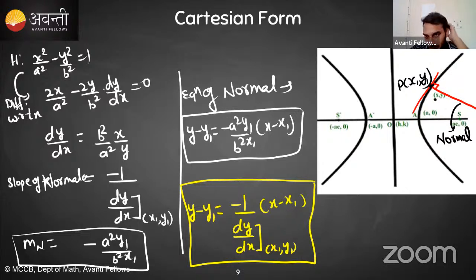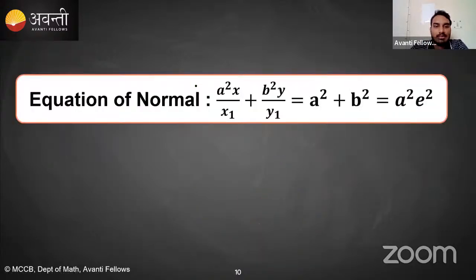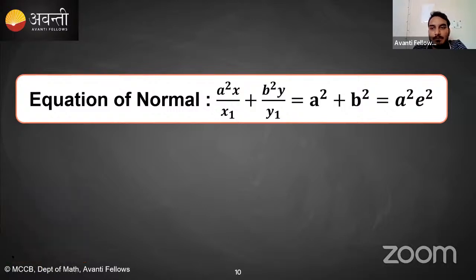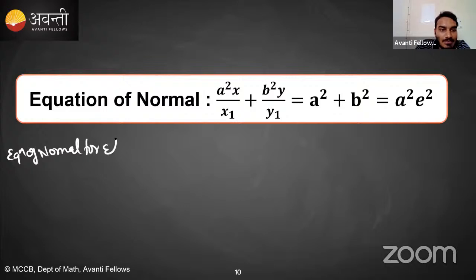Is there any doubt? So when you solve it, you will get the equation of normal as a square x upon x1 plus b square y upon y1 is equal to a square plus b square. A square plus b square means a square e square. If you remember, what was the equation of normal in the ellipse? What was the equation of normal for ellipse?